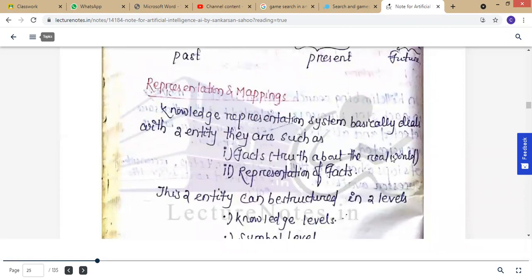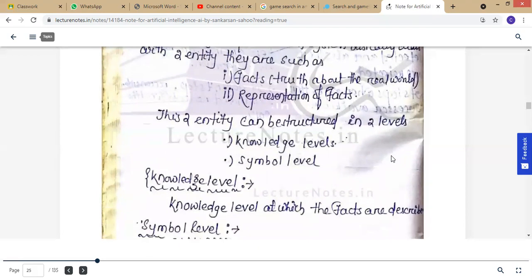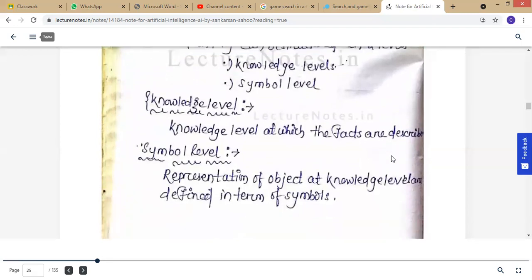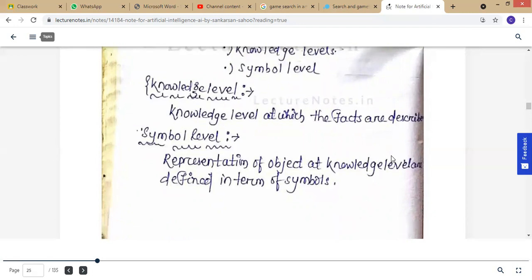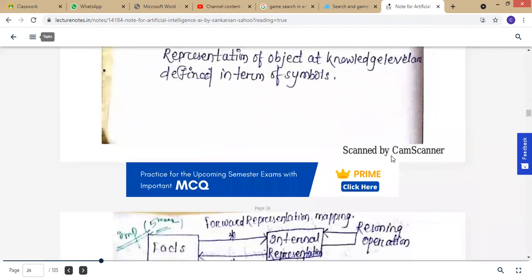Which is new. Knowledge representation system basically deals with two entities: data such as fact, that is truth about the real world, and representation of facts. These two entities can be best structured in two levels, that is knowledge level and symbol level. Knowledge level is the level at which the facts are described, and symbol level is the representation of objects at knowledge level, defined in terms of symbols.